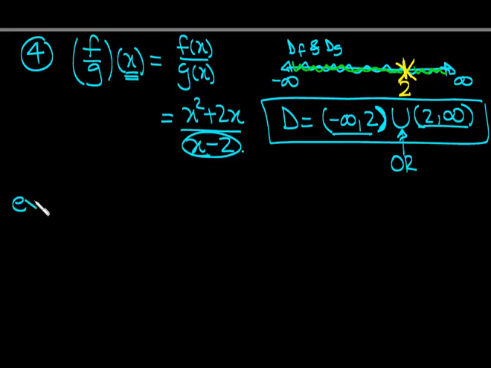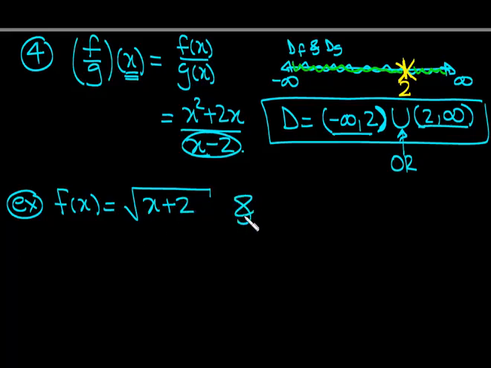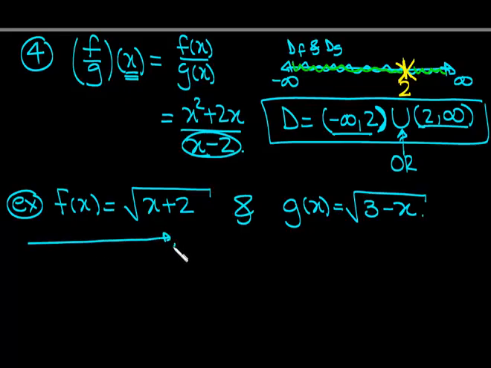Let me just do one last example. Let's say I have f of x is equal to square root of x plus 2 and g of x is equal to square root of 3 minus x. Okay. So let's find the domain of this. Now the domain, like I said, you always start off assuming it's all real numbers. Okay. And then you start excluding things that cause problems, x values that cause problems.